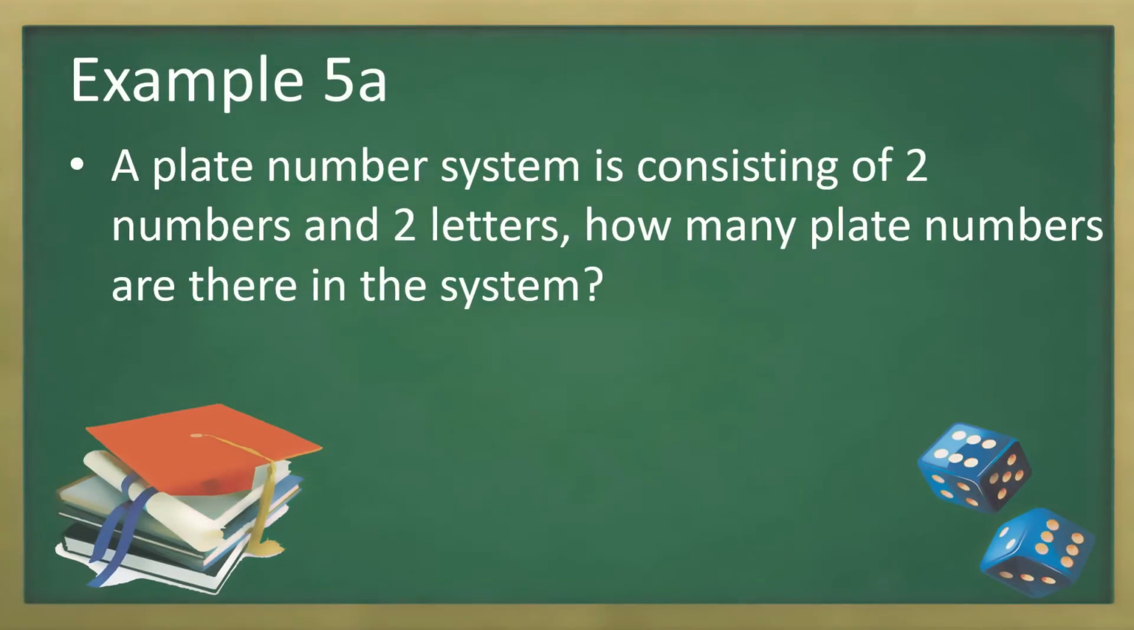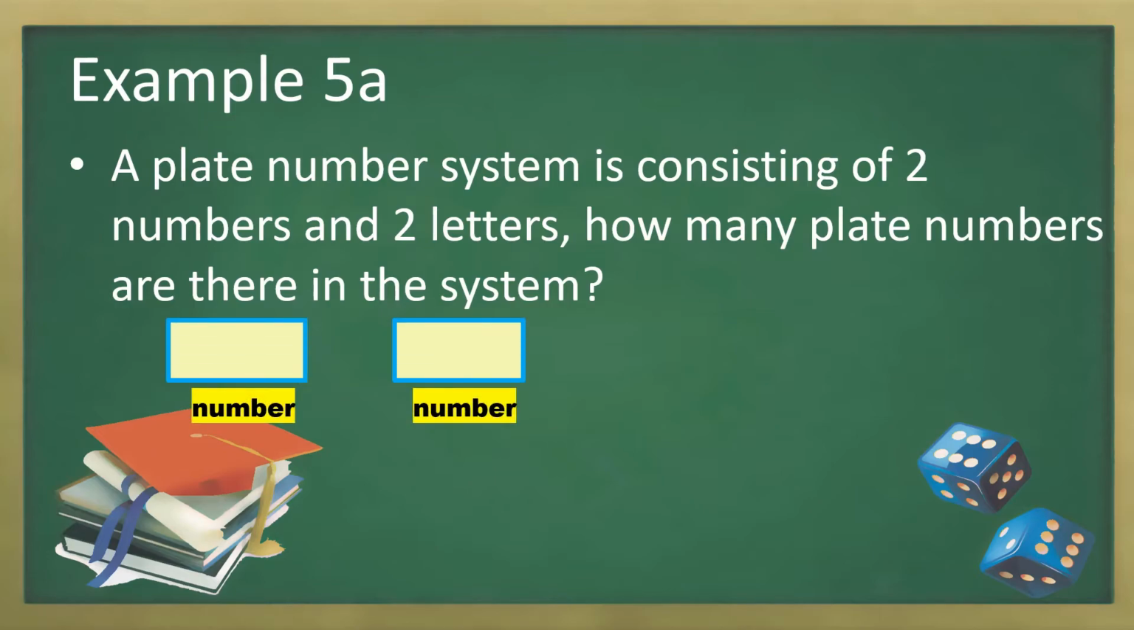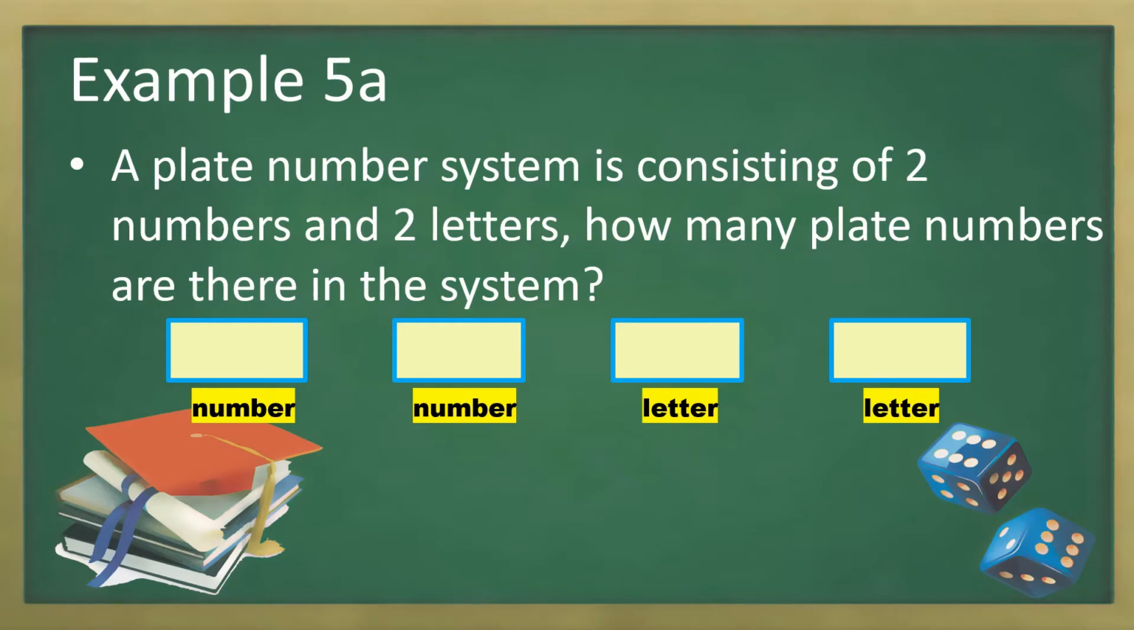Okay, so let's have another one. A plate number system consists of 2 numbers and 2 letters. How many plate numbers are there in the system? If you're going to have this kind of system for your plate numbers, then you will have 4 selections. Those are the 2 numbers and the 2 letters. The first selection will be a number, the second selection is another number, then we have a letter and another letter. If you're going to choose a number, there will be 10 choices, from 0 to 9. So therefore we have here 10.